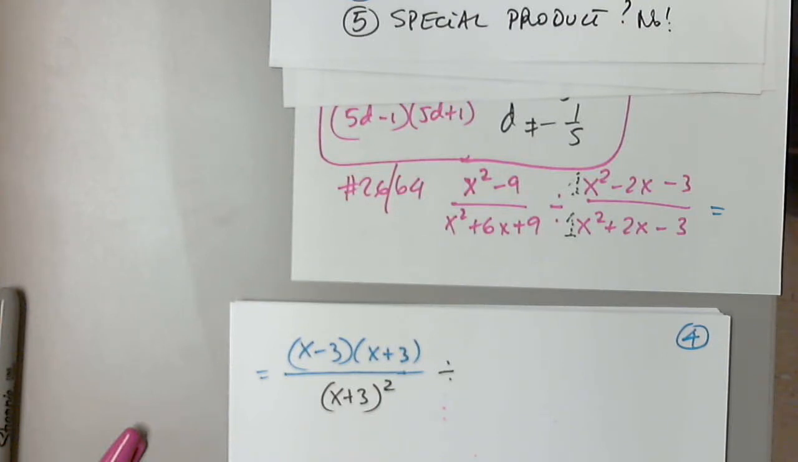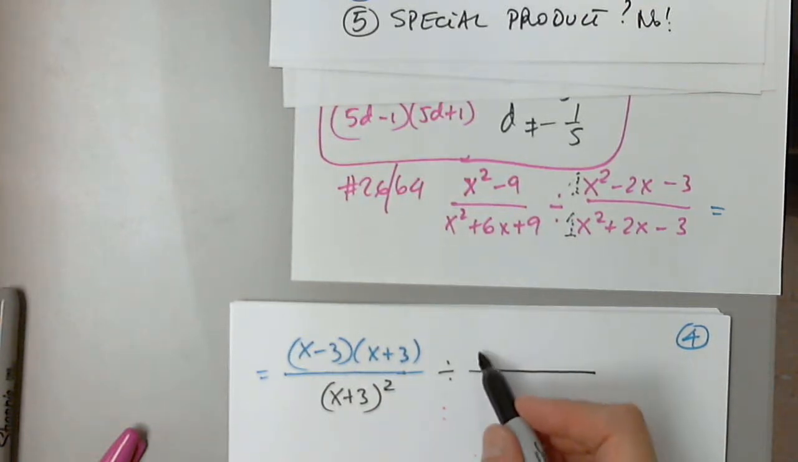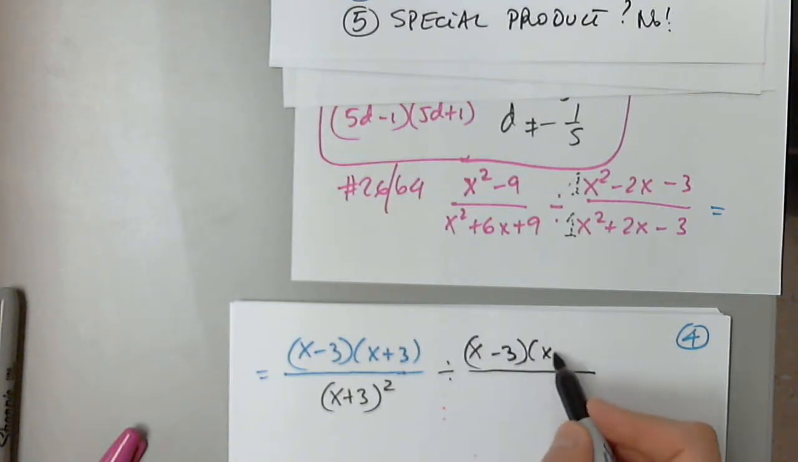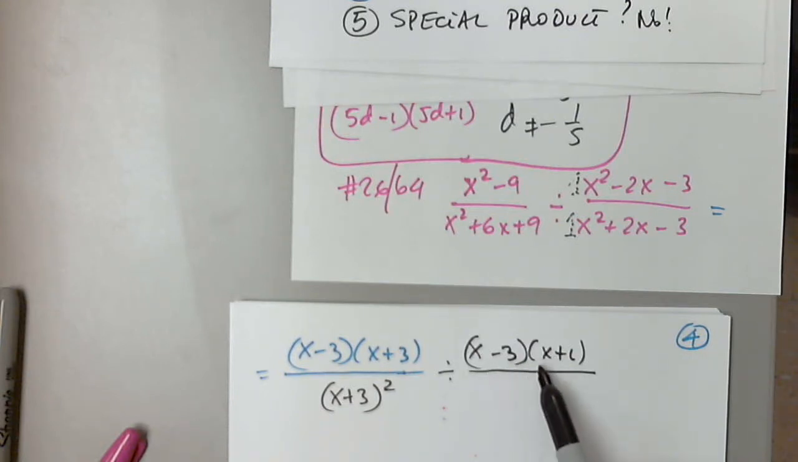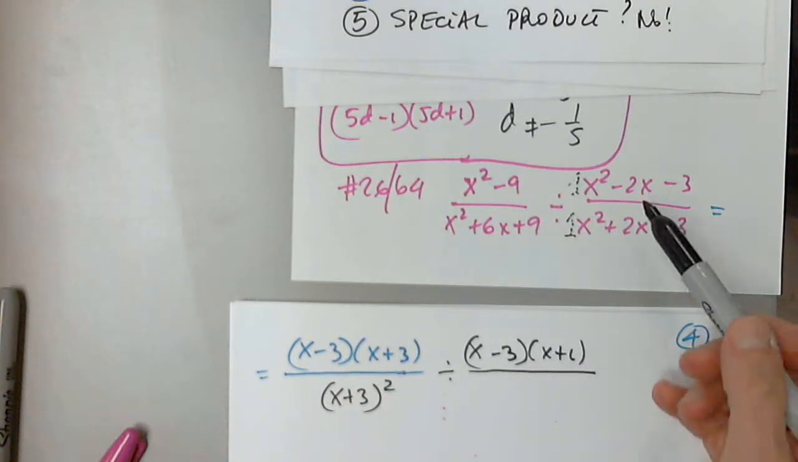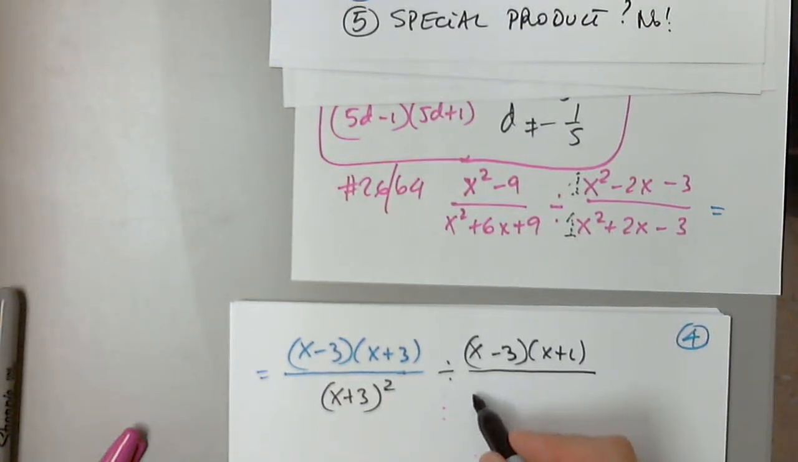So how will I factor the x squared minus 2x minus 3? Say it again. (x minus 3)(x plus 1). Very easy to check. X squared minus 3x plus x is negative 2x, and minus 3. Very good.